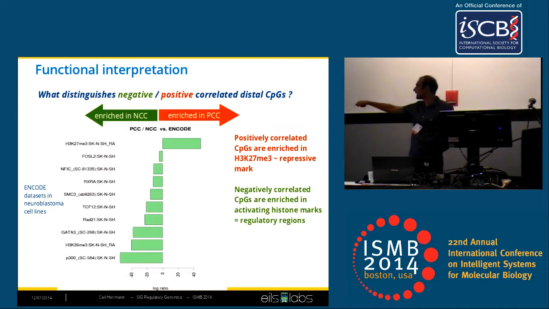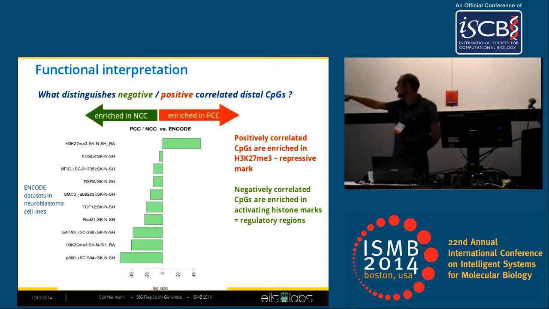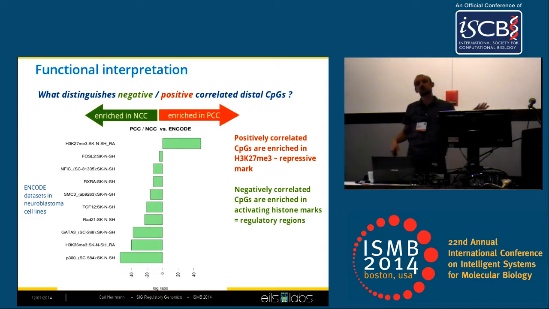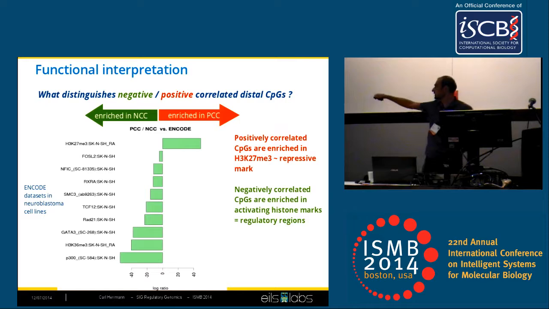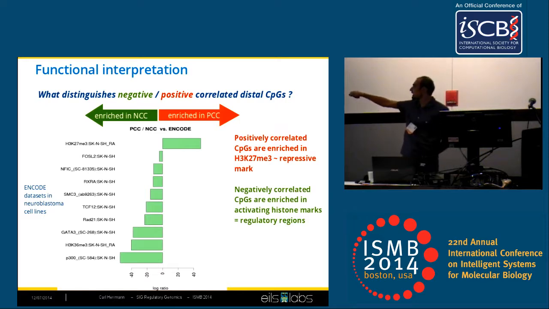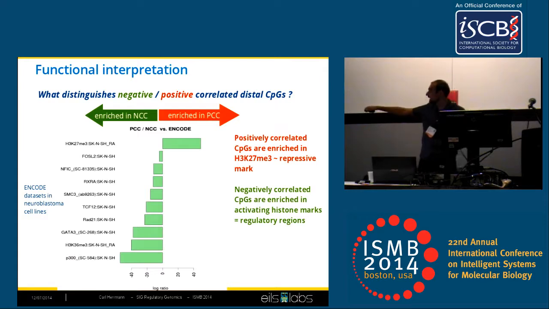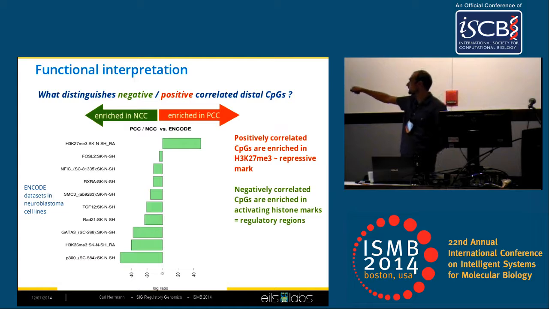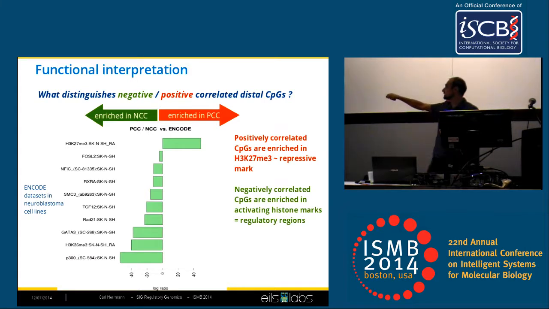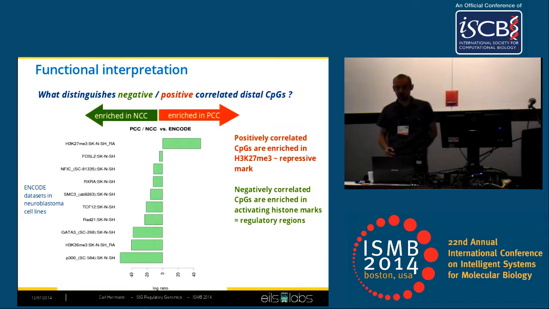look at ENCODE data sets, luckily we have a neuroblastoma cell line in ENCODE. It's SK-N-SH. And if we overlap our positively correlating and negatively correlating CpGs with these data sets, we see that the negatively correlating CpGs are enriched in transcription factor binding sites and P300, marks of regulatory regions, whereas the positively correlating CpGs are very much enriched in K27 trimethylation in this data set. And so there's a very clear distinction between the positively and negatively correlating CpGs.